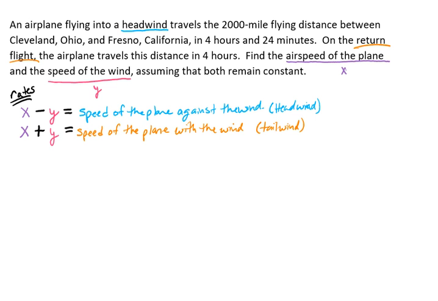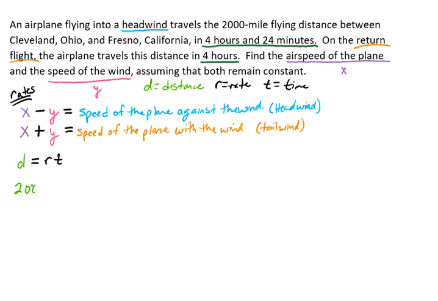Now, in order to do this problem, we're going to use the distance formula: distance equals rate times time. Here d is the distance that we're flying, r is our rate, and t is the amount of time it takes. As far as time goes, we have 4 hours and 24 minutes, and 4 hours, depending on which way we're traveling. Let's go ahead and set this up.